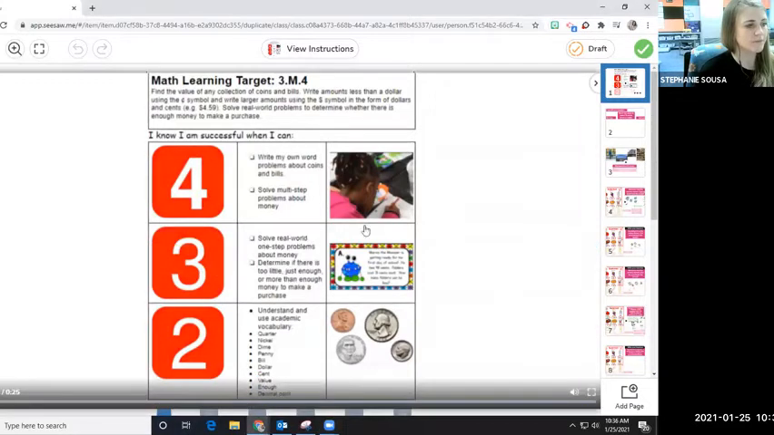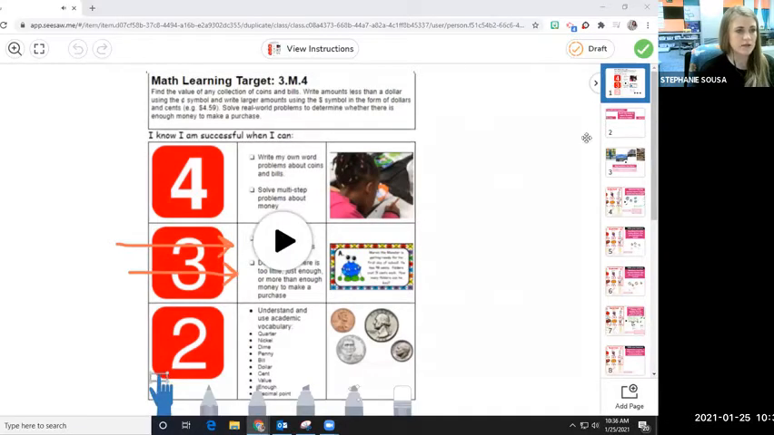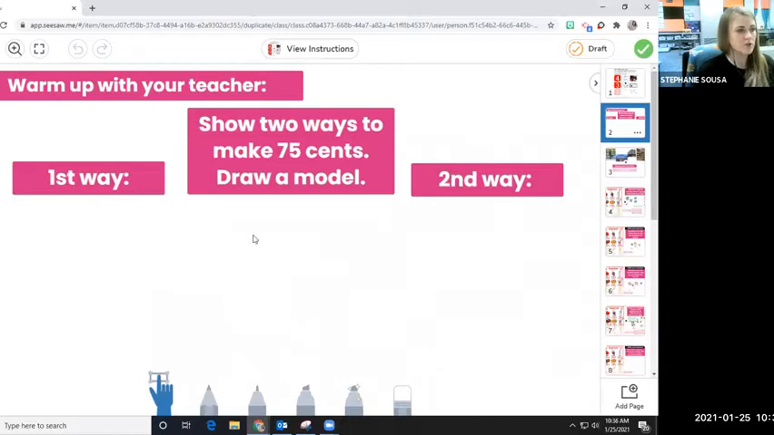And here it is. We have 2 learning targets today in math. Today we're going to solve real-world problems about money. We also are going to determine if there is enough money to make a purchase. In today's work, we will build on our understanding of finding the value of a collection of coins and bills. All right. Warm up. Show 2 ways to make 75 cents.